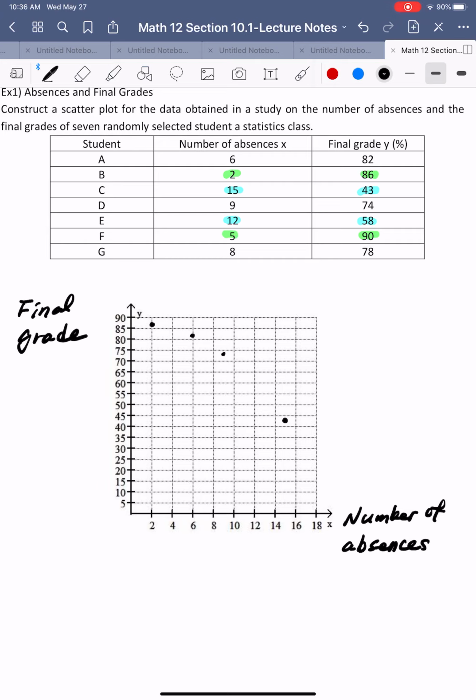And then the E student got 12 absences, and then the 58. So 55 about here. And then the F student got 5 absences, and then the 90 points. Okay, so about here. And then the G students got 8 absences, and then the 78.